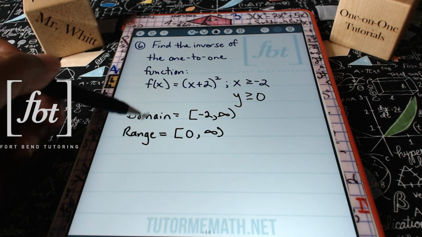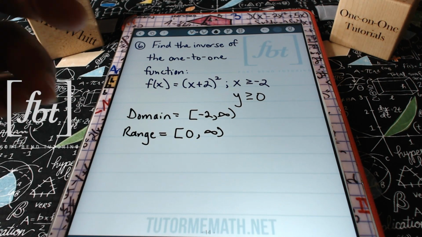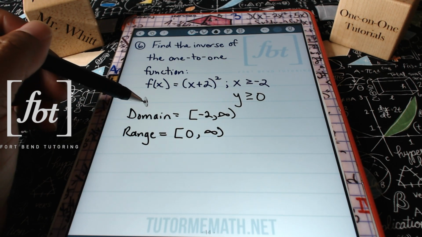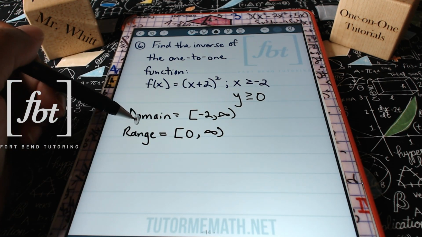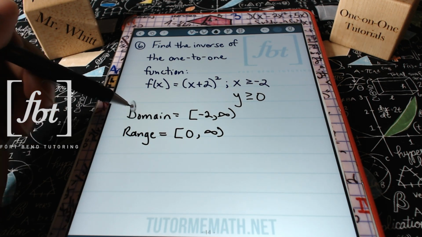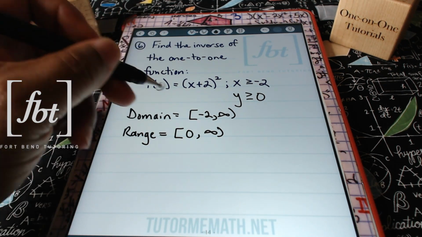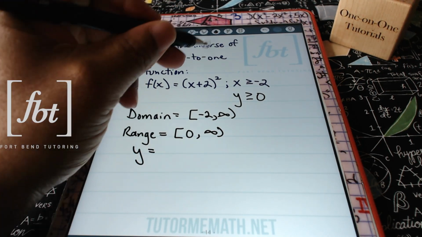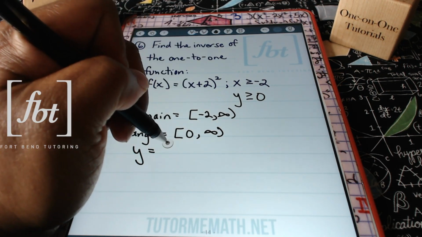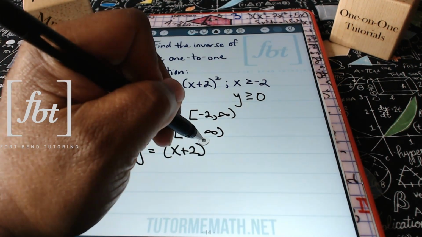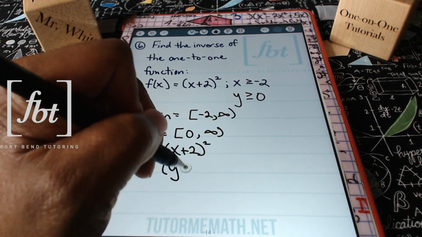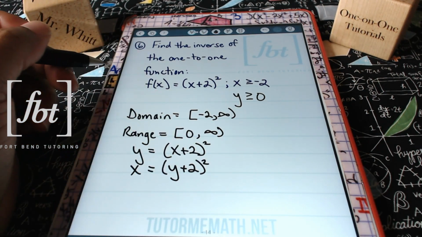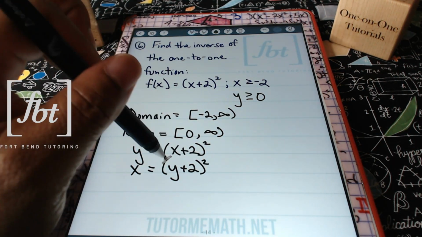So knowing this now, we're going to find the inverse function. Keeping in mind that the domain of the original function will turn out to be the range of the inverse, and the range of our original function will be the domain of our inverse function. So remember that we're going to start by rewriting the original function by saying we have y equals the quantity x plus 2 squared. Then you'll switch out the x and y variables like so. And then we'll go about the process of solving for y.